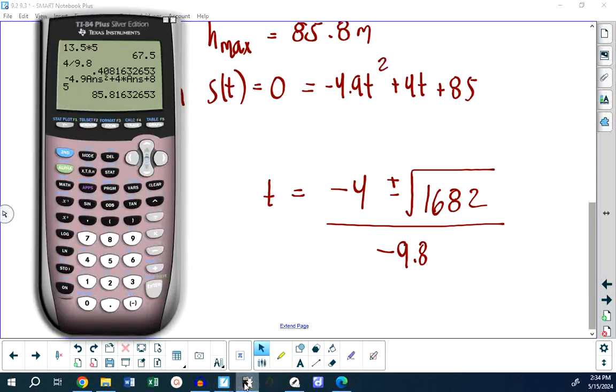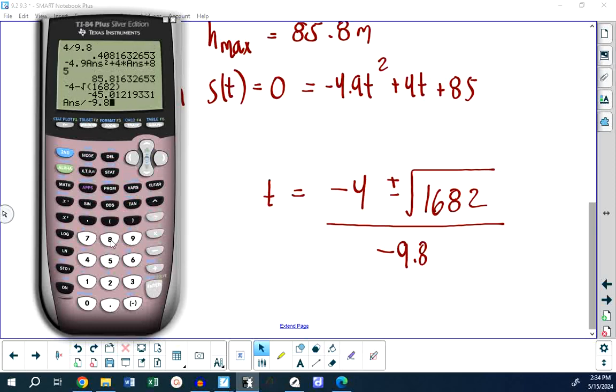Of course, we're going to get two solutions. The only way you wouldn't get two solutions is if that discriminant was either negative, in which case you'd have no solutions, or if the discriminant was zero, in which case you'd have one. I'm going to go ahead and go negative 4 minus the square root of 1682, and then divide by negative 9.8.